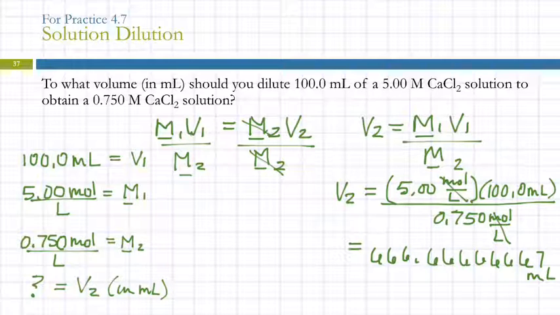How many sig figs should I report on that? This one has 3, 5.00. This has 4. Sometimes students will see this 100.0 and then they'll write 100, which technically has 1 sig fig, so be careful. And then this one has 3. So we should do this with 3 sig figs, and this equals 667 milliliters.